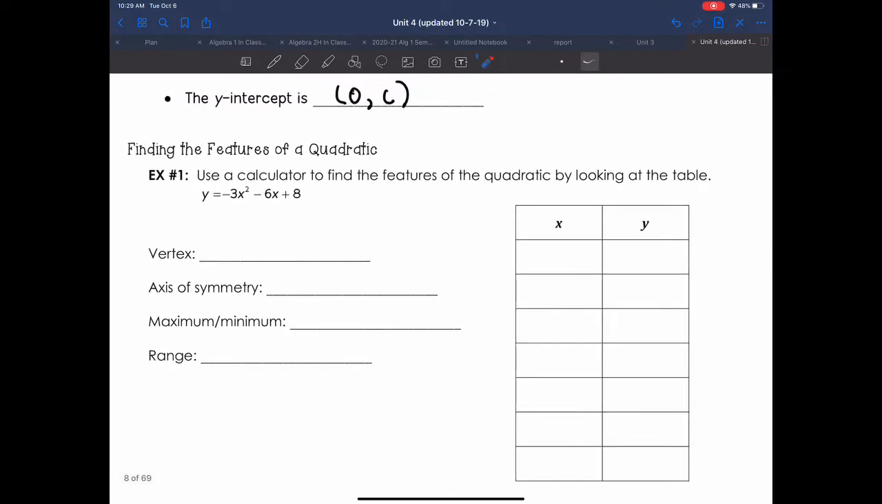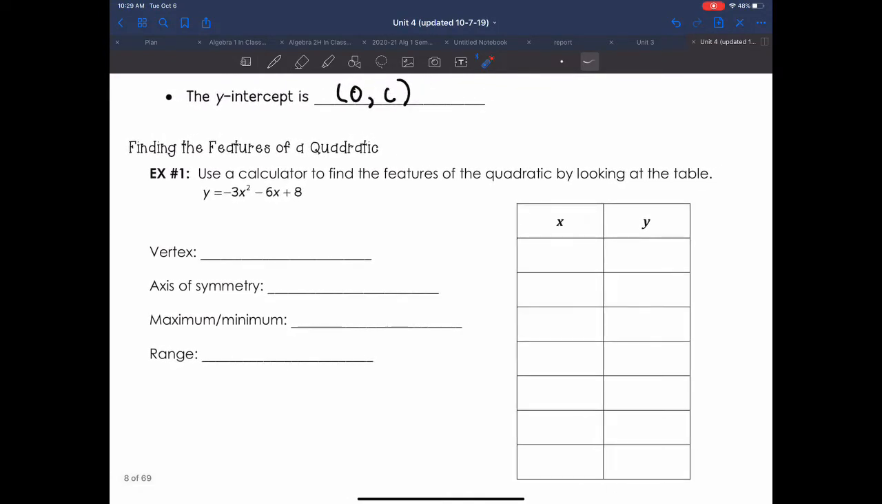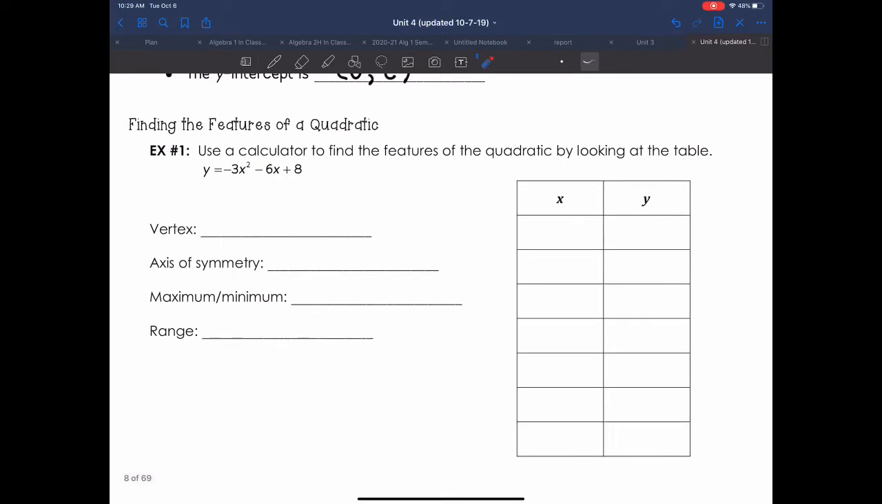So we're first going to find the features of a quadratic in our notes today. Example number 1 says, use a calculator to find the features of the quadratic by looking at the table. We have y equals negative 3x squared minus 6x plus 8. The first thing I want to do is fill in some values using my table over here. Using a calculator, I obviously can't show you what it's going to look like, but quickly just use your calculator to plug in some values into this table.